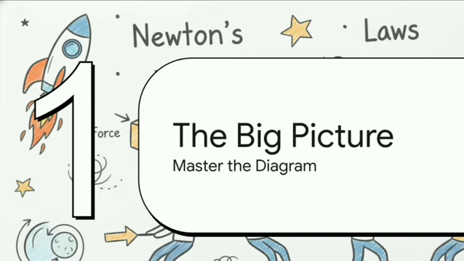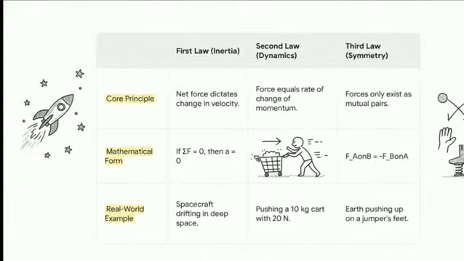So let's zoom out for a second and take a look at the big picture, bringing all these different pieces together. Let's look at all three laws side by side. The first law? That's the condition for staying the same, no change. The second law, that's the math of change. It's the engine. And the third law? It describes the nature of the forces themselves, that they're always a two-way street. Three laws that together create one totally unified system.